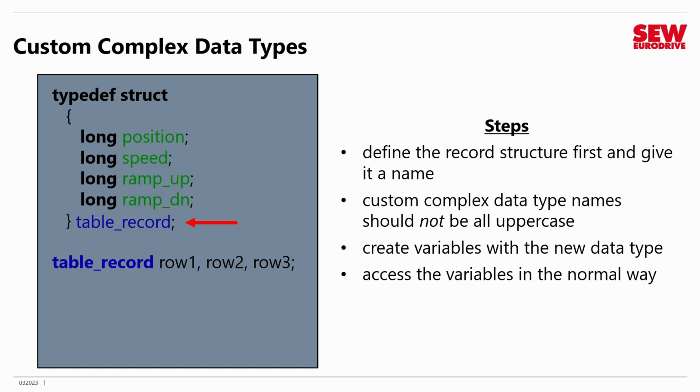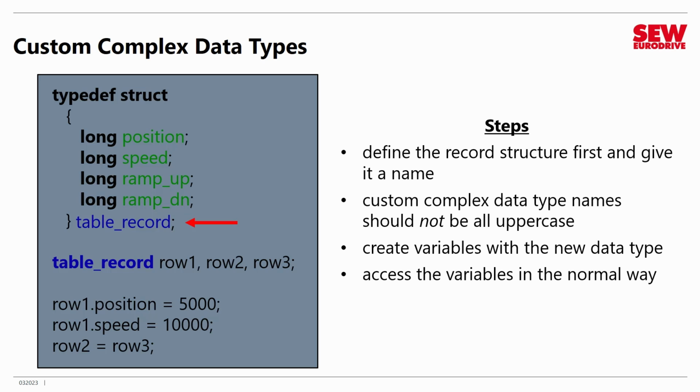And then you access those variables in the normal way. So you could do things like this. You could say row 1.position equals 5,000. Row 1.speed is 10,000, or you could assign one table variable to another. You could say row 2 equals row 3, and that will copy everything from it. Pretty normal. Just do what you've been doing, but in a little more complicated way.